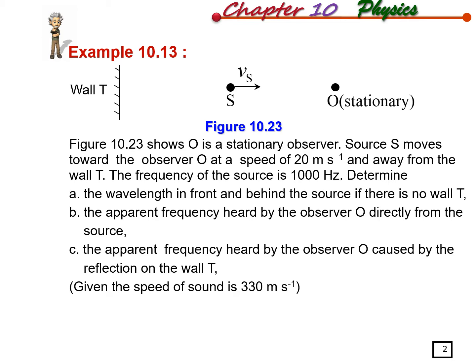moves toward the observer O at a speed of 20 meters per second and away from the wall T. The frequency of the source is given as 1000 Hertz. They want to determine (A) the wavelength in front and behind the source, if there is no wall T. (B) The apparent frequency heard by the observer O directly from the source. And (C) the apparent frequency heard by the observer O caused by the reflection on the wall T.